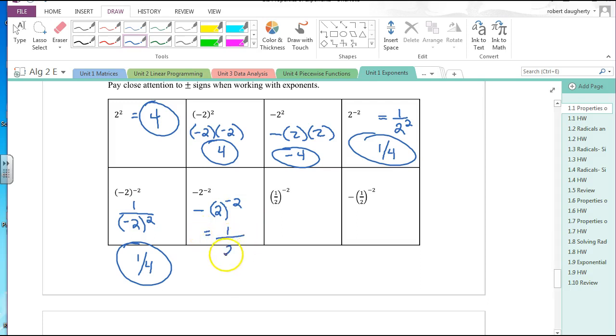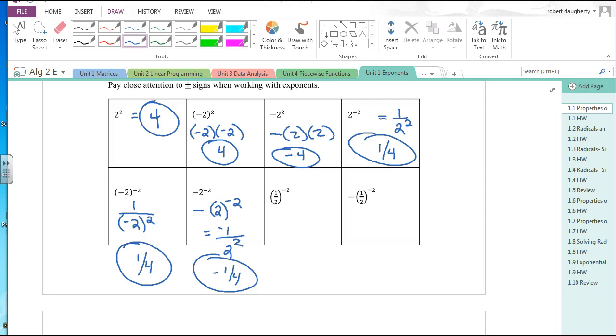That's 1 over, I got a negative 1 over 2 squared. What is this number? Negative 1/4. So this is where this stuff starts to all run together, okay? Keep in mind that when you've got a parentheses, everything in the parentheses applies to that power. When you don't have a parentheses, only what's immediately to the left applies to that exponent.